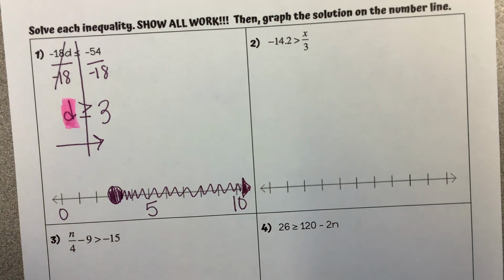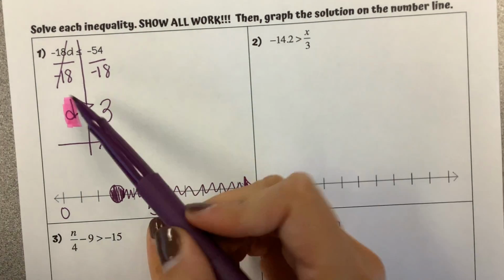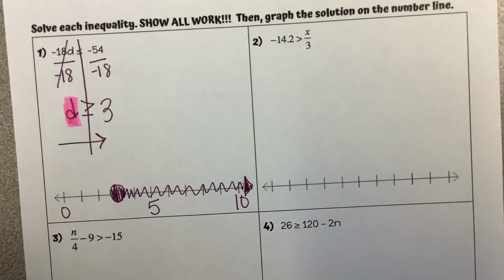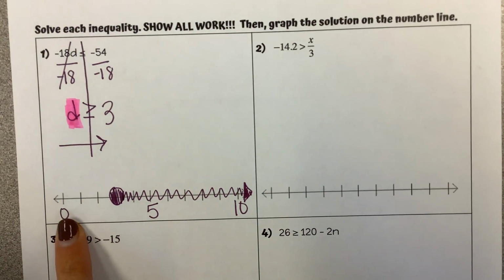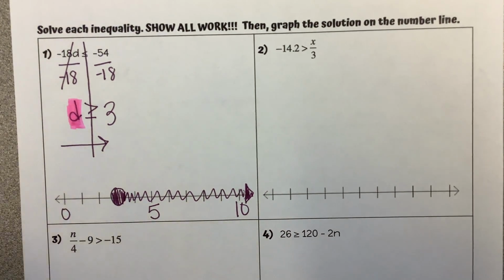And if you double check, if I plugged in, for example, 5, is 5 greater than or equal to 3? Yes. If I plugged in 0, is 0 greater than or equal to 3? No, that's why it's not shaded. Okay, number 2.